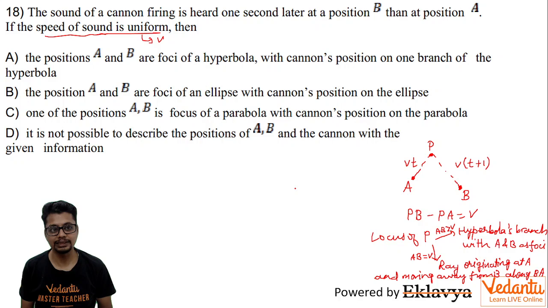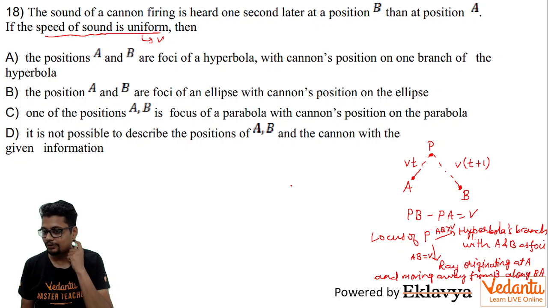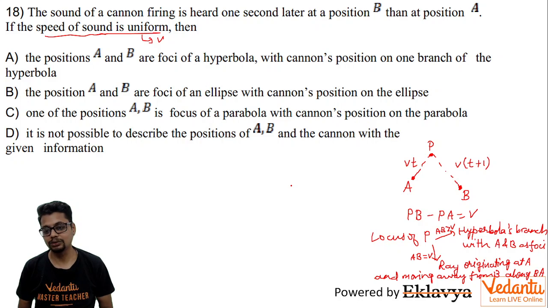But the official answer is A, and I have just explained why D should be the answer. Why? Because there are two possible loci. One can be a hyperbola's branch: P can move along one of the branches of a hyperbola with A and B as foci, or it can also be a ray originating at A and moving away from B, along BA. And this is something that you may already be aware of. So there is a bit of ambiguity and error perhaps, from the side of KVPY. The official answer is A, and I have explained why it is not perfectly correct.